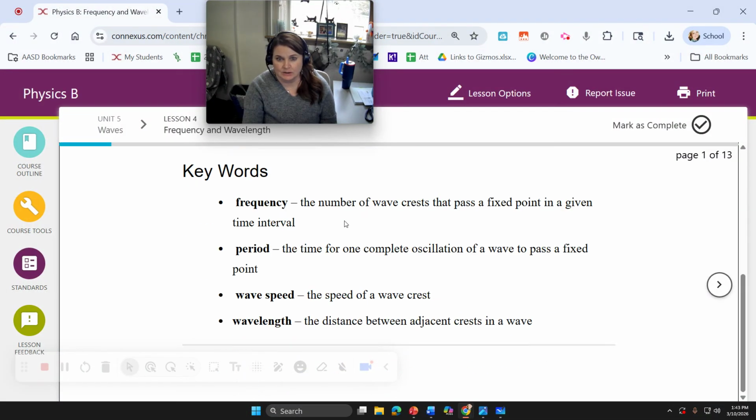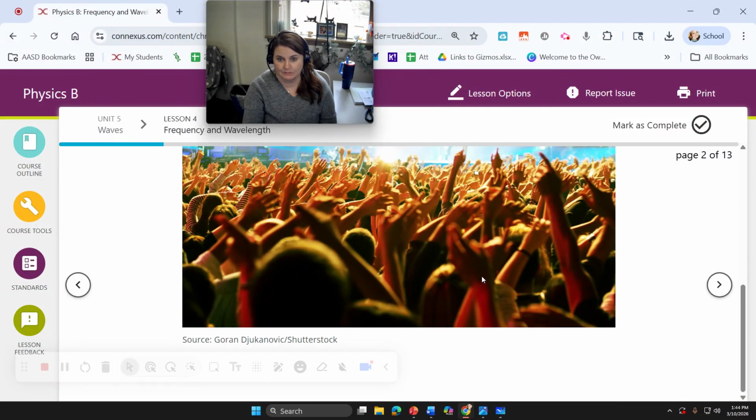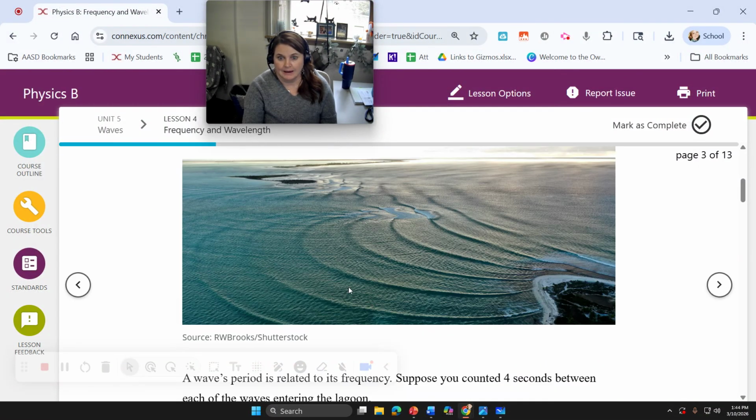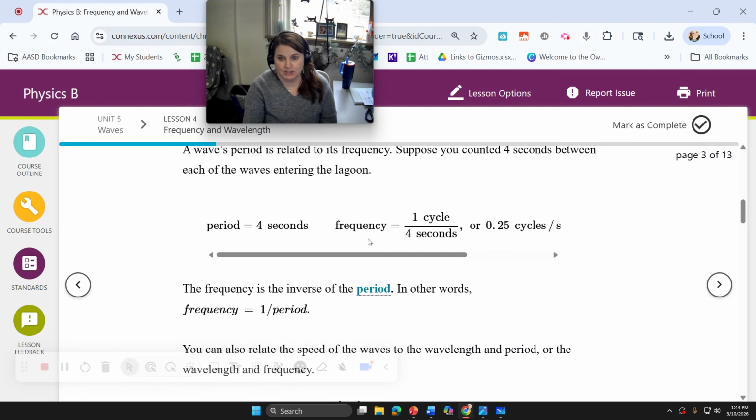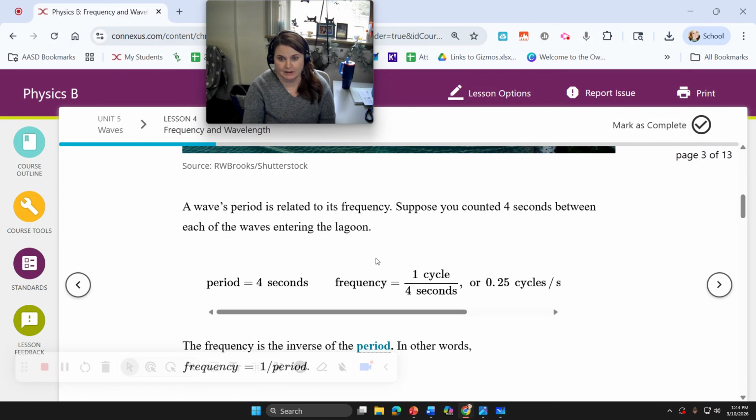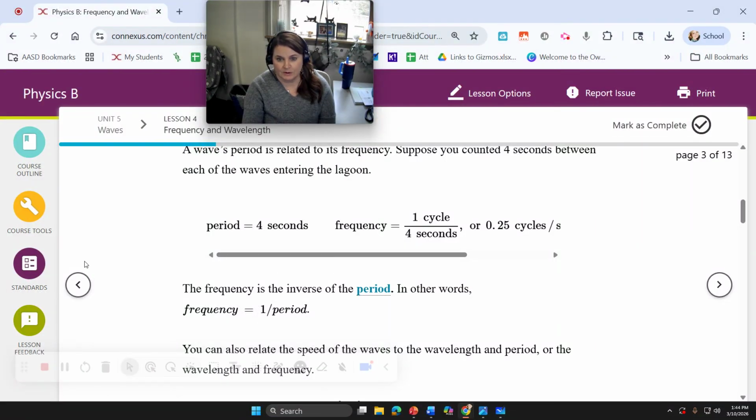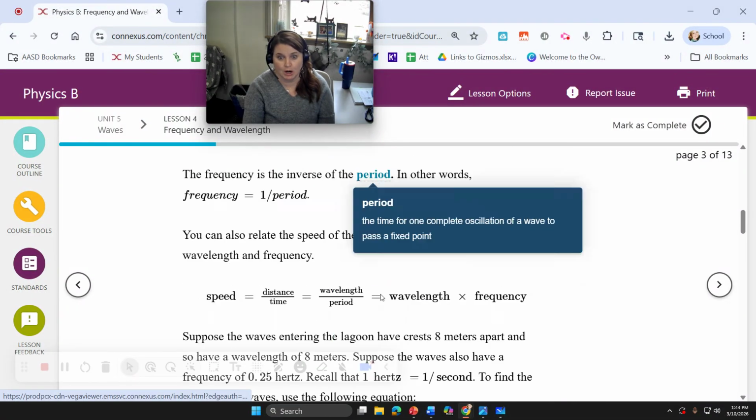So in this first section, our keywords are frequency, period, wave speed, and wavelength. We have talked about what frequency and period are already. The one thing we really didn't talk about was the relationship between frequency and period, and it does show that here. The frequency is an inverse of the period. The period is 1 over the frequency and vice versa. So if the period is 4 seconds, that's the time it takes for one oscillation, which means I get one cycle every 4 seconds, which is 0.25 cycles per second or 0.25 hertz, right?